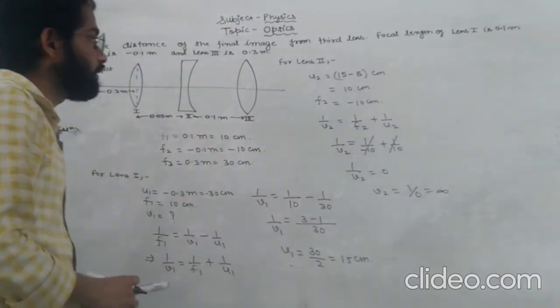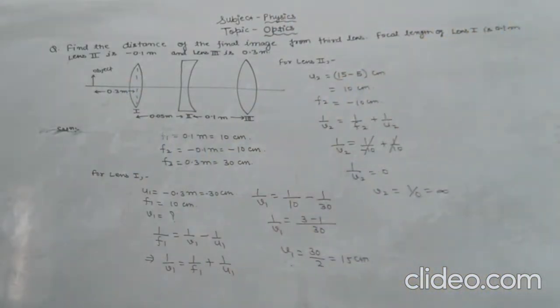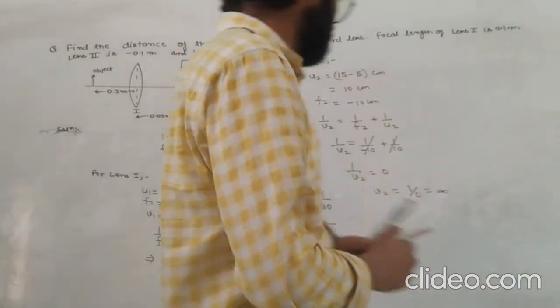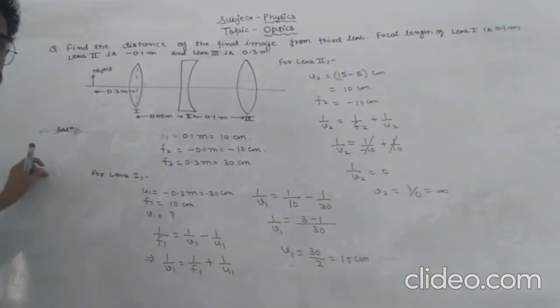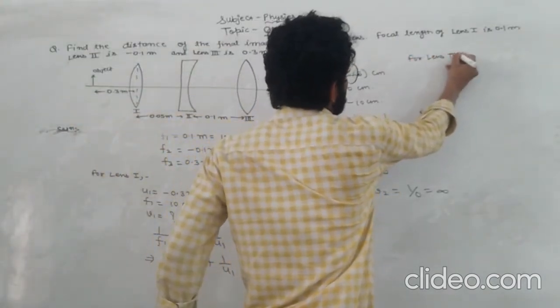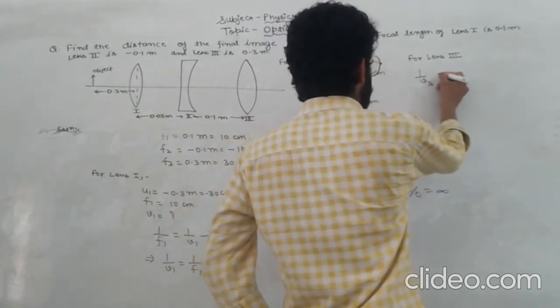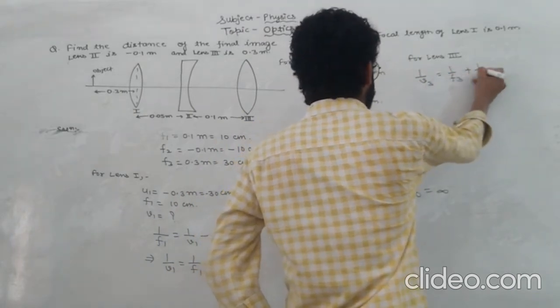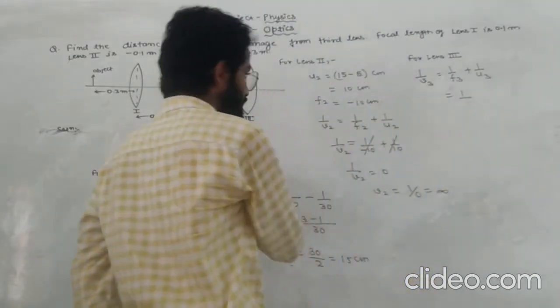Then we can find the value of v3. For v3, we have to do it in the same order for lens number 3. For lens third, we just put in the values, and this particular distance works as u3. 1 upon v3 would be equal to 1 upon f3 plus 1 upon u3. That would be, not 10, but 30 centimeter.